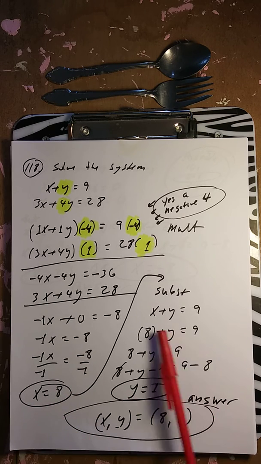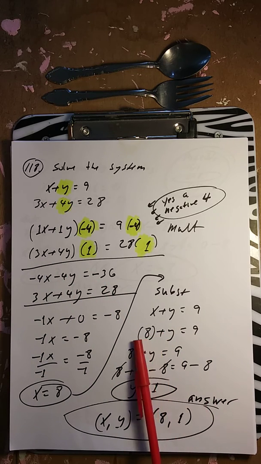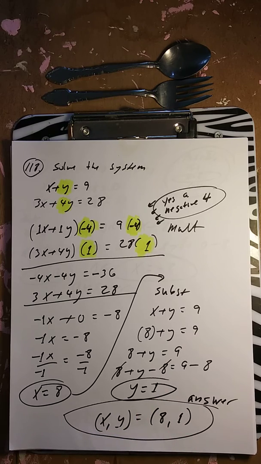Now we can substitute back in here. x plus y is 9. So let's go from there. So 8 plus y, substitute for the x right here. So 8 plus y is 9, minus 8, so that means that y must be a 1. So x and y is 8, 1.